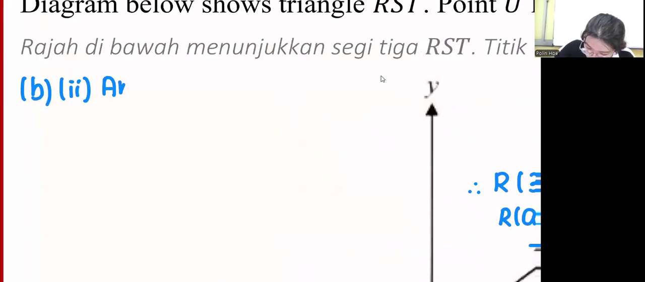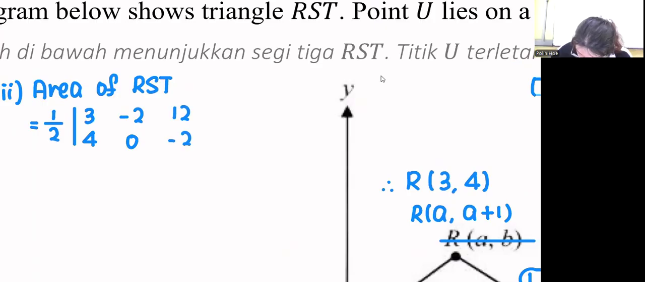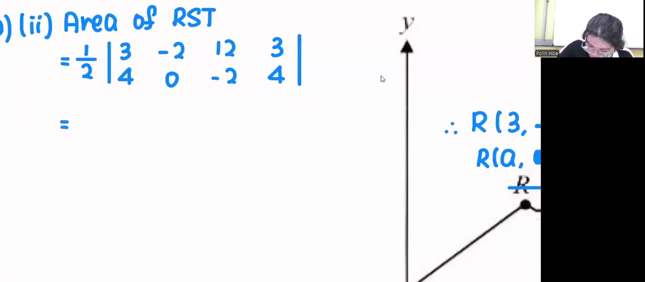Area of RST equals 1 over 2. R is 3, 4. S is negative 2, 0. T is 12, negative 2. Remember to repeat back the first one. Okay? After that, you need to, I don't want to hang it halfway.